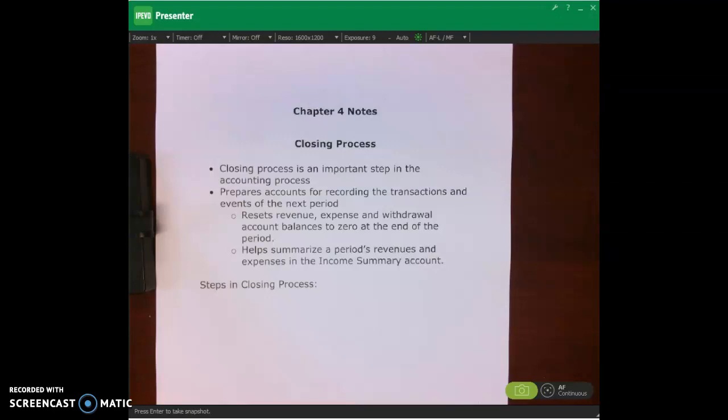So in this chapter, we're going to be talking about the closing process. In chapters 2 and 3, we talked about analyzing, reporting, and posting. And then we also talked about adjusting journal entries in chapter 3. So now we're going to talk about the closing process.